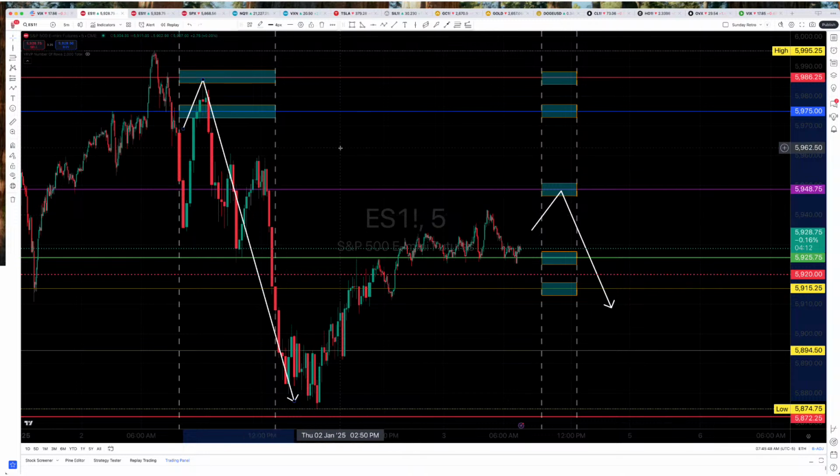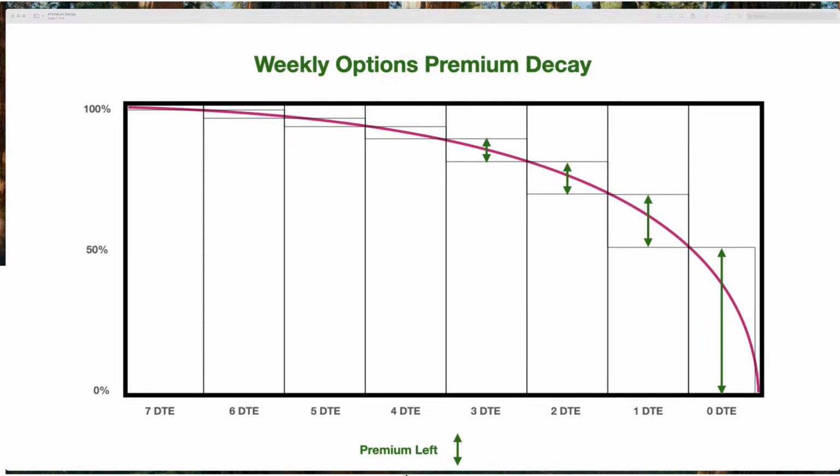Now let's take a look at the focus for today, and we're going to talk about why we choose the widths that we do. And I'm going to do that by going to a little presentation that I have here. All right, so it's a little lesson in premium decay. As you know, because we're zero DTE traders, we're hyper-focused on that premium decay over the life cycle of that very last day of expiration, the zero DTE day, hence the name of our service.